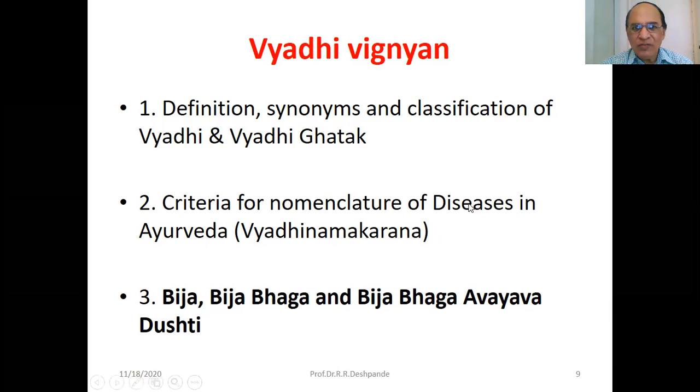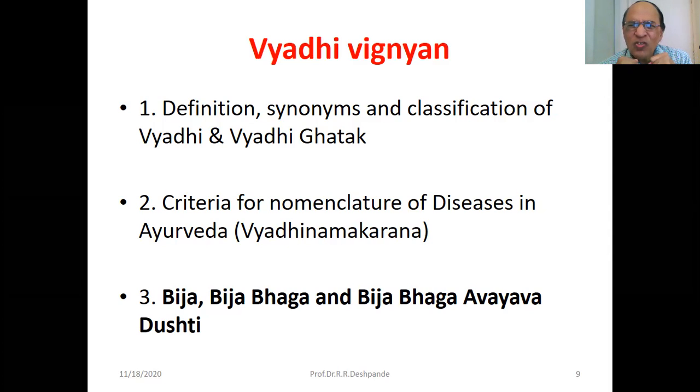Criteria and nomenclature of disease in Ayurveda: Vyadhi Namakarana, how the names are given. For example, Grahani, what is the name? According to organ damage, Udara, according to the organ damage. So there are different systems. Pravahika, how has the name been given? According to the pathological condition. Do you understand? Pravahamanasya Pravahika.